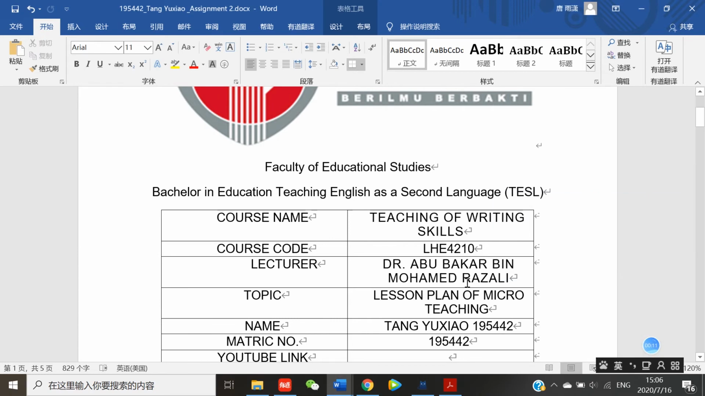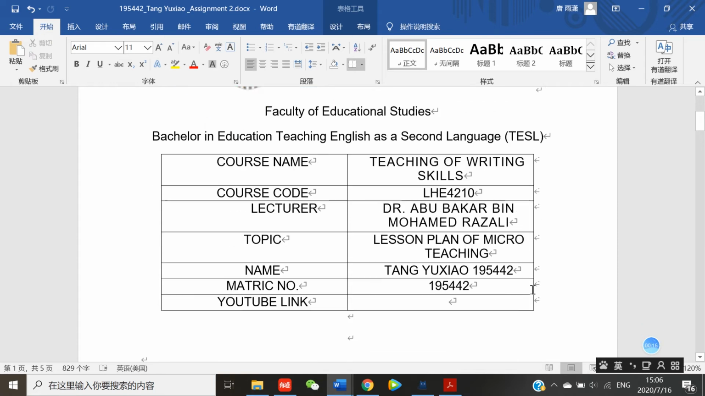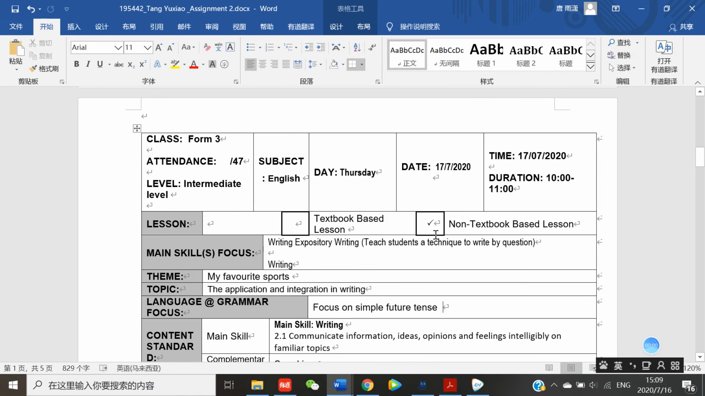Today I'm going to introduce the lesson plan of writing skills. The class is Form 3 students and the attendance is 47. What's more, the level of the students is intermediate level. So this lesson plan is written based on the intermediate level, and the subject is English. In this lesson plan, I didn't use the textbook.